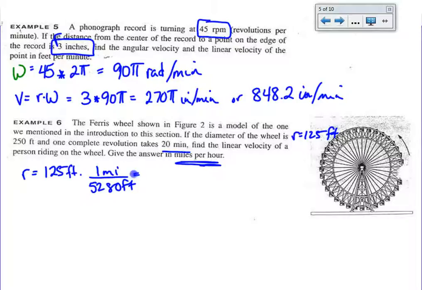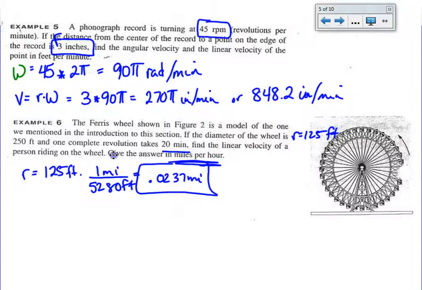It's going to be a decimal, and that decimal is, now don't round off too much, 0.0237 miles. Okay, hold on to that number. We're going to need it in a second. Now, another issue is we want to answer in miles per hour, so keep that in mind.